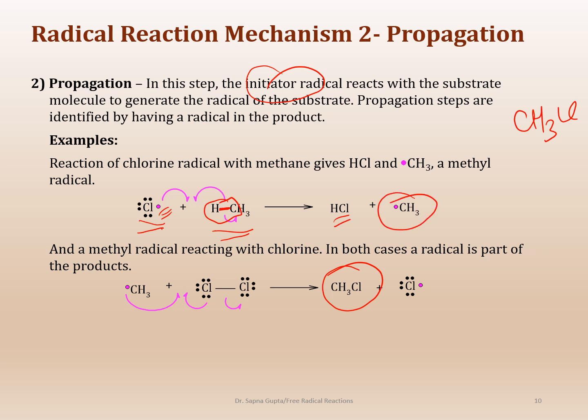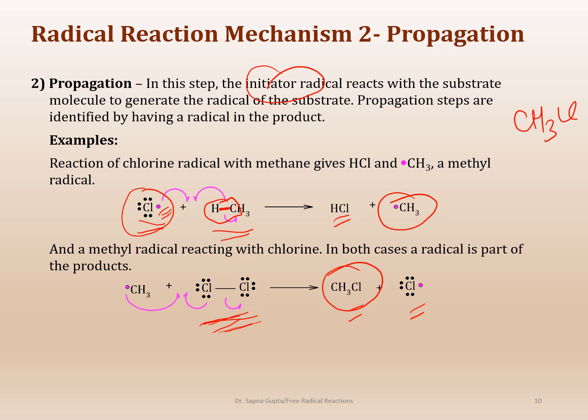That radical now will break the CH bond to give HCl, and you create a methyl radical. Now that methyl radical can break another chlorine bond, and then it can give you CH3Cl and a chlorine radical. Because chlorine is part of the product, it means you need a lot of chlorine in there. Not all chlorine is going to be in radical form. You will have some chlorines in there.